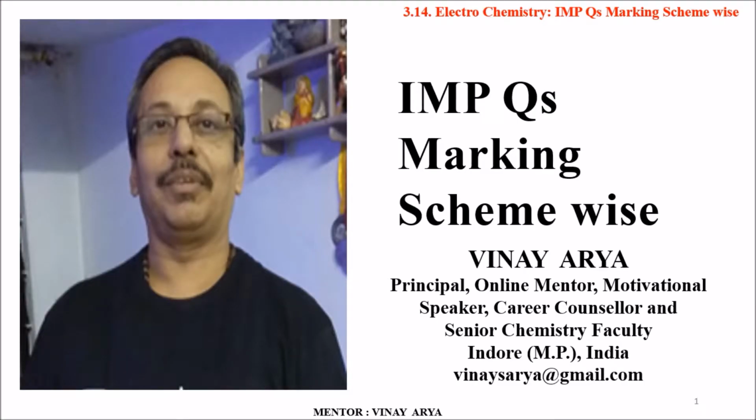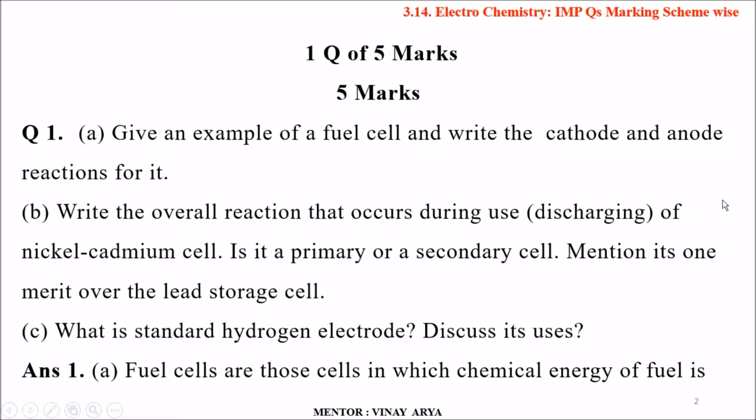So students, over here we are dealing with the important questions of electrochemistry, and this is the third chapter. And if you see, as per the marking scheme, only one question is to be asked of 5 marks. So 5 marks means approximately 120 to 150 words, and it should have a diagram or a numerical part.